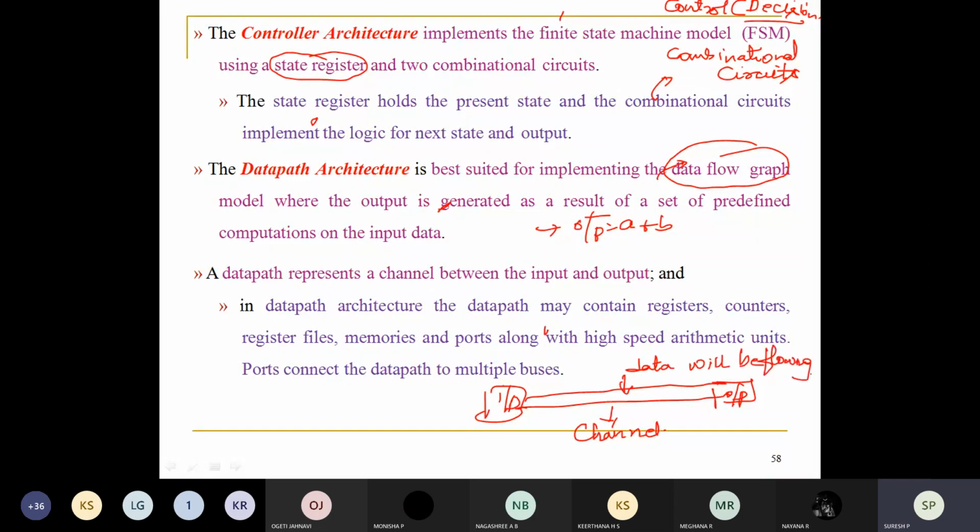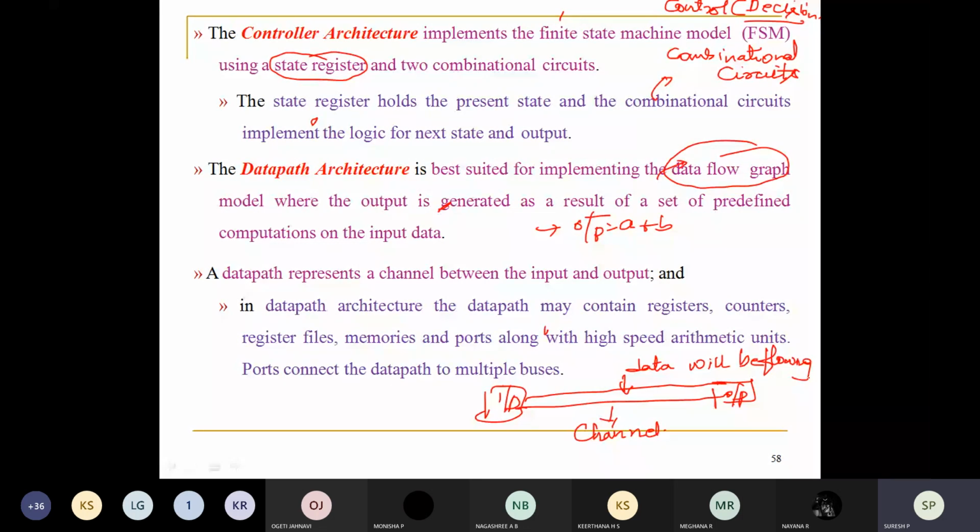Now, what does this data path architecture consist of? The data path may contain registers, counters, register files, memories, and ports. Along with those things, it may also contain the high-speed arithmetic unit, because some arithmetic operations have to be done, and to perform those arithmetic operations you require the arithmetic units.